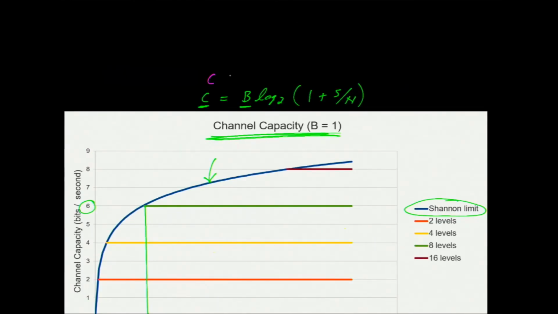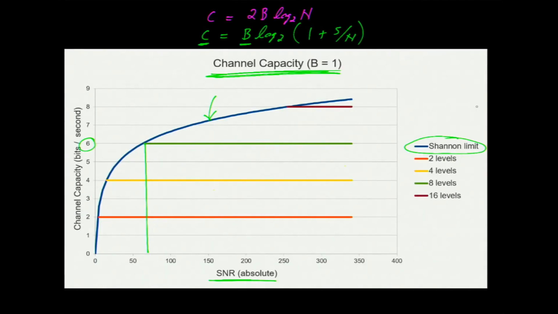There is another way to look at this chart. Recalling Hartley's Law, C is equal to 2 times the bandwidth times log base 2 of n, where n is the number of levels. As an example, consider this line right here representing 8 levels. You'll notice that it doesn't care what the signal-to-noise ratio is. All the way from 70 to 400, it's always the same. However, the signal-to-noise ratio must be greater than approximately 70. Or another way of saying that is you can have 8 levels provided the signal-to-noise ratio is greater than 70.